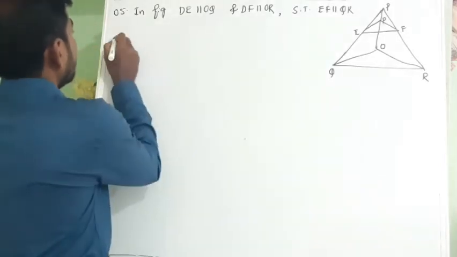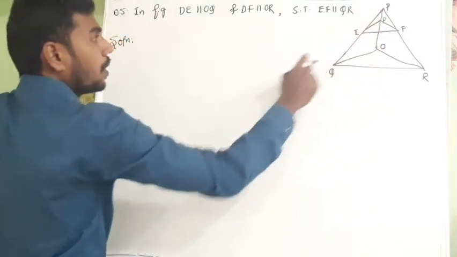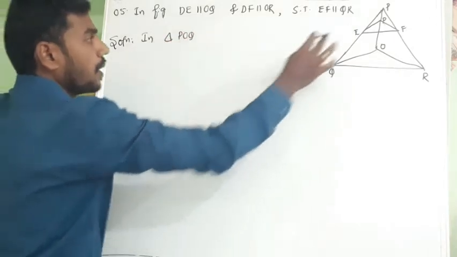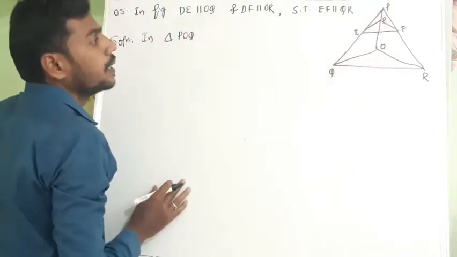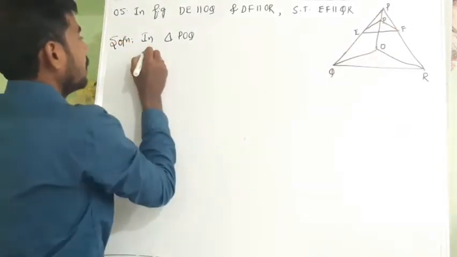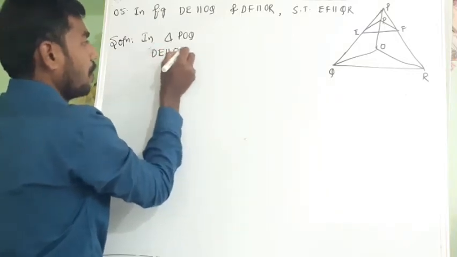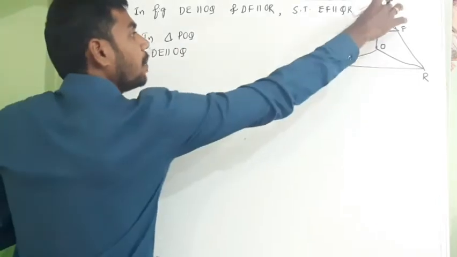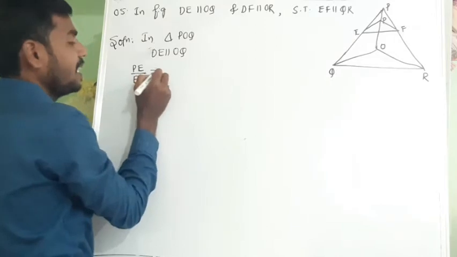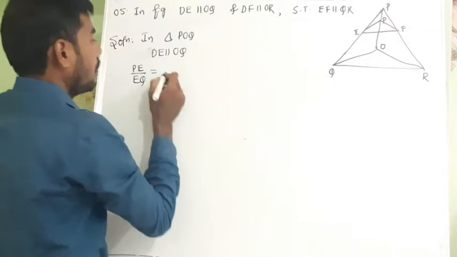See, in triangle POQ, what is parallel to what? DE is parallel to OQ. Okay, fine. What can I write then? PE by EQ is equal to PD by OD.